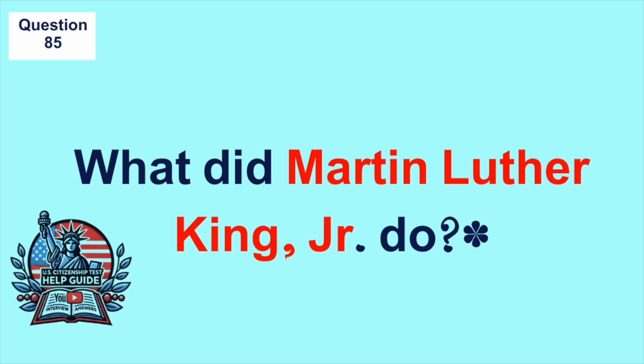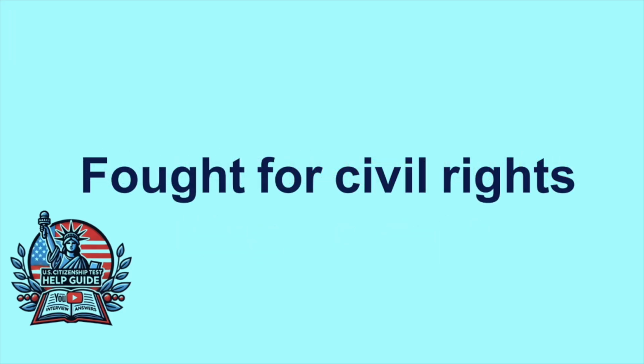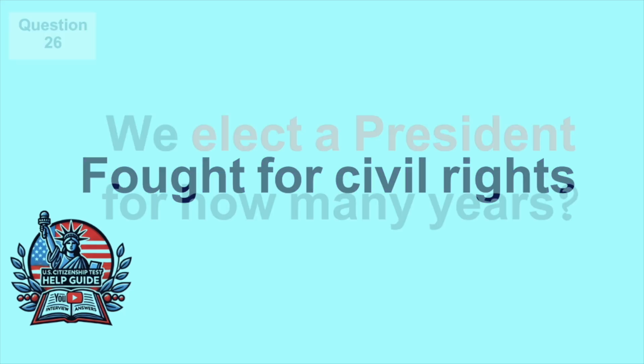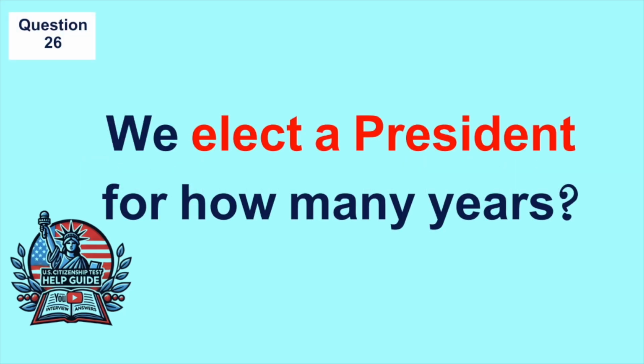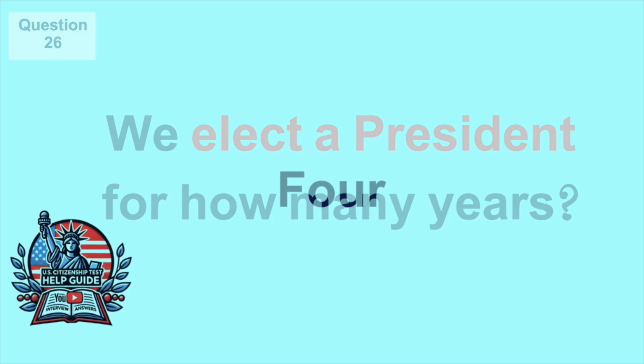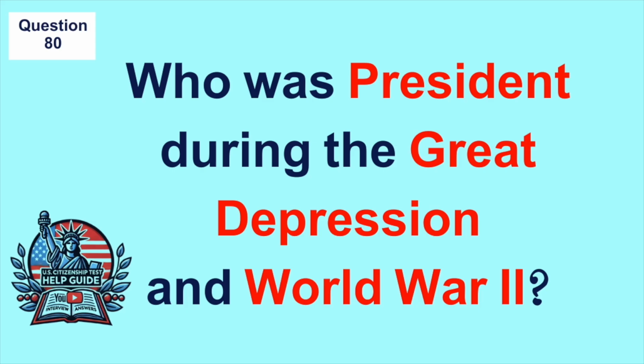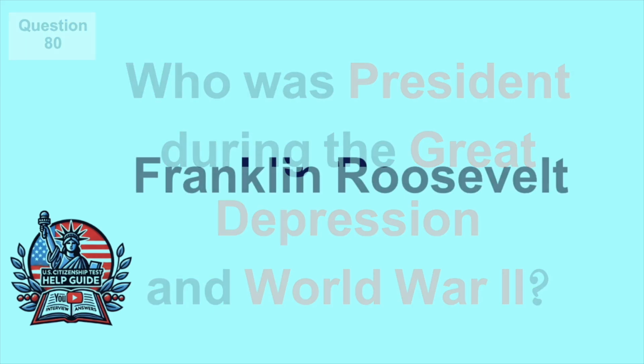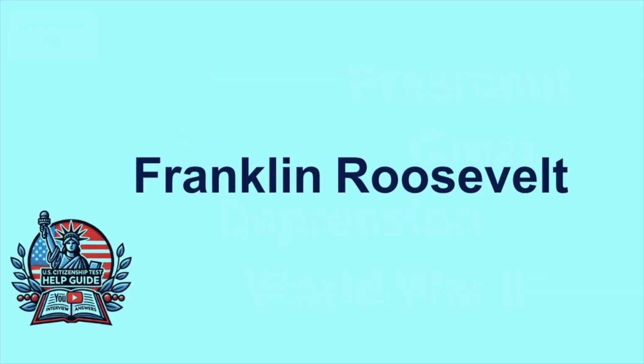What did Martin Luther King Jr. do? Fought for civil rights. We elect a president for how many years? 4. Who was president during the Great Depression and World War II? Franklin Roosevelt.